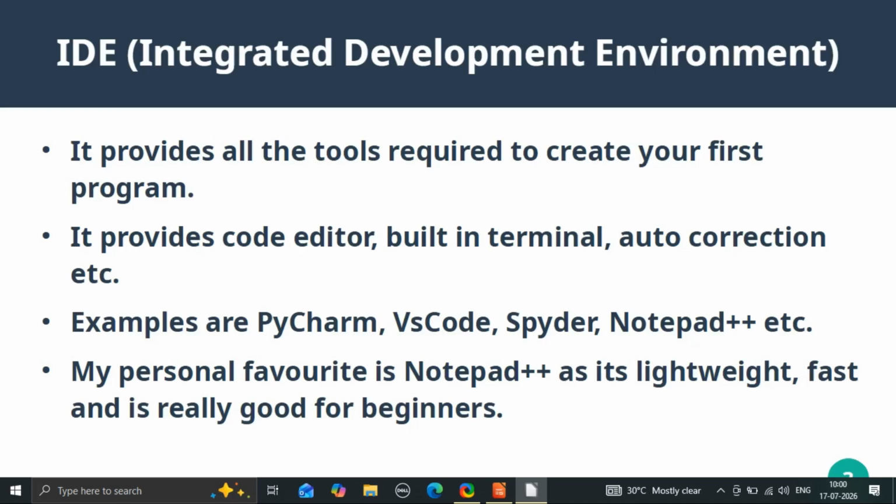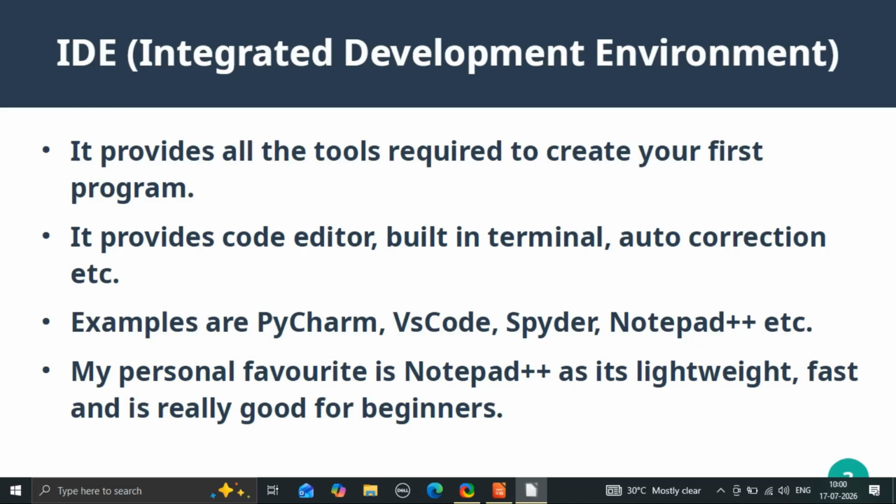After that, there's an important concept: after downloading Python, we need a code editor, also called an integrated development environment. The integrated development environment provides all the tools required to create your first program. It provides a code editor, built-in terminal, auto correction, and many other features that are required for your programming process. Some popular examples are PyCharm, Visual Studio Code, Spyder, Notepad++, etc.